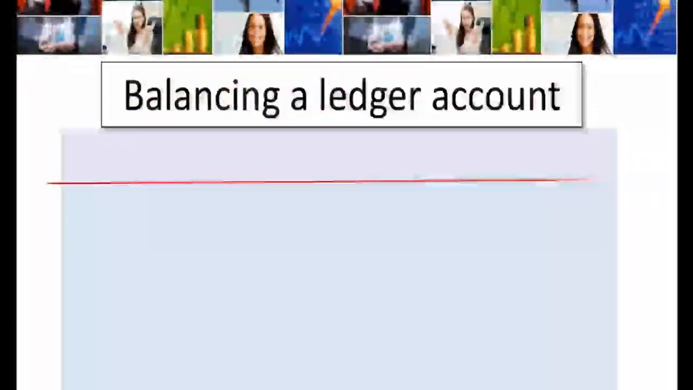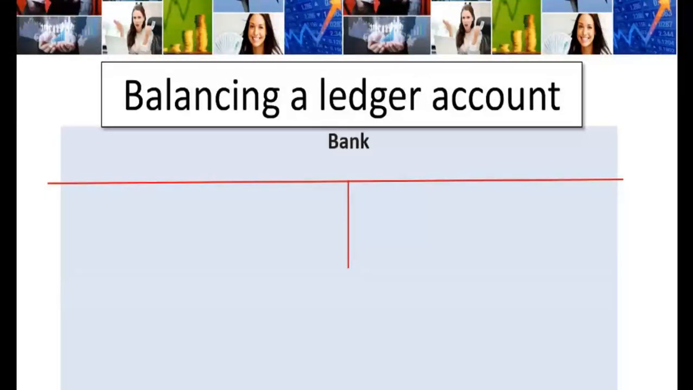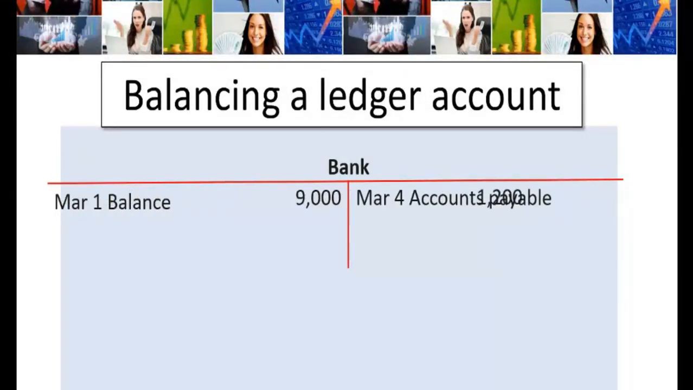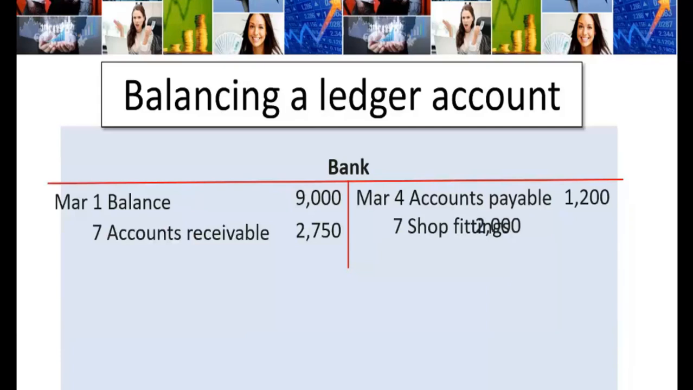Balancing a ledger account. So here is the ledger account named bank. It starts with the March 1st balance, and across the course of a week there are 3 separate transactions, one involving accounts receivable, the other accounts payable, and shop fittings.